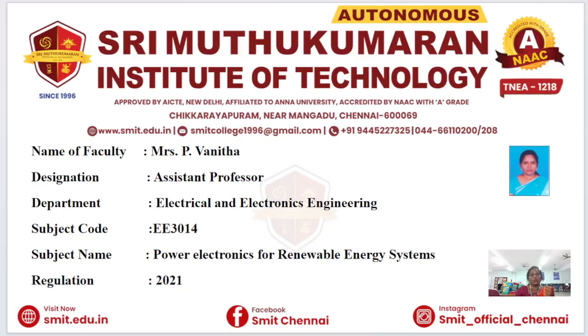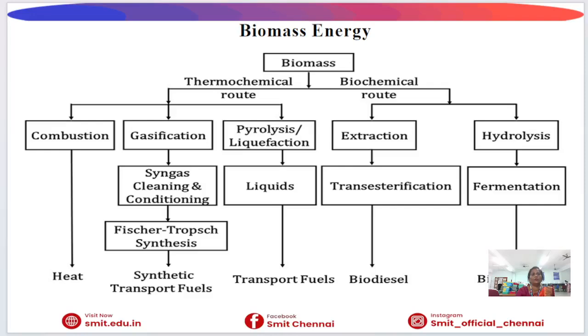In the thermochemical route, biomass is converted using heat and chemical reactions. First method is combustion. Here, biomass is directly burned in the presence of oxygen. The output from combustion is heat, which can be used for cooking, heating, or to produce steam and electricity.